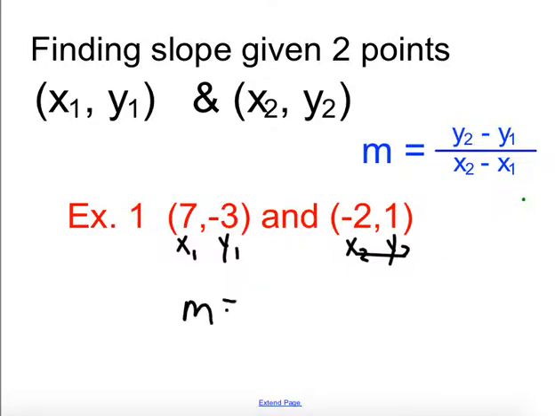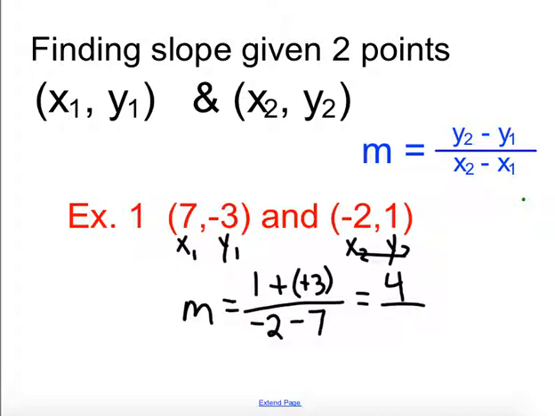So m equals, well, y2 is 1 minus y1, which is -3, over x2, which is -2, minus 7, which is x1. And so I go and I simplify. And I say 1 minus -3. Well, that becomes positive, so I have 4 over -2 minus 7. Well, I could add the opposite here or know that it's just -9. And since I can't simplify 4 over -9, I leave it like that. And that is my slope between the 2 points.